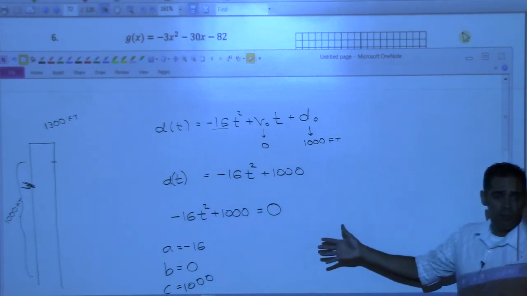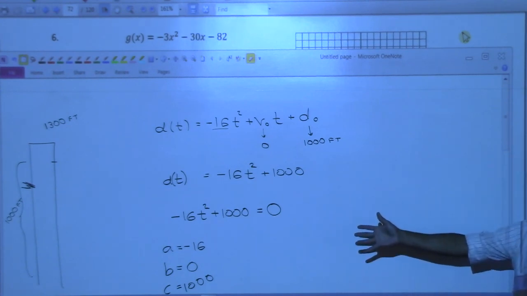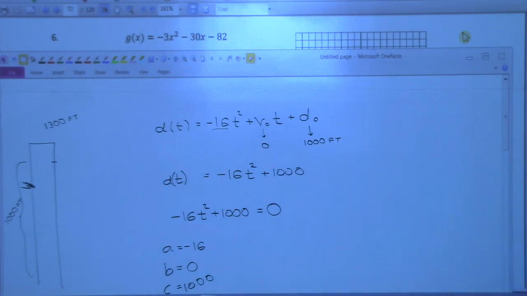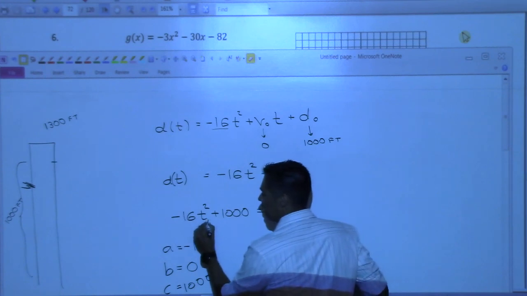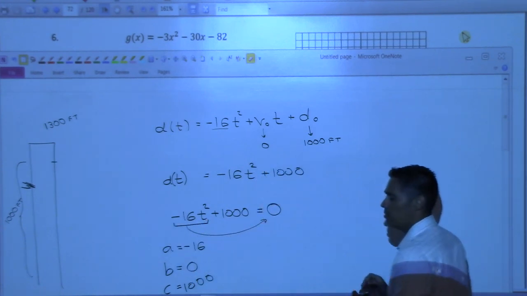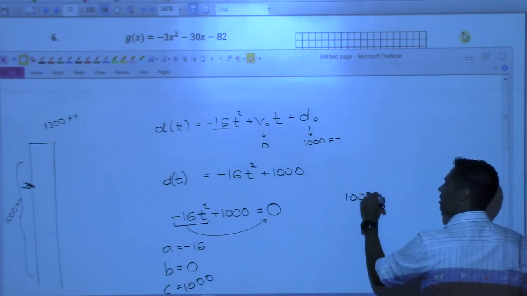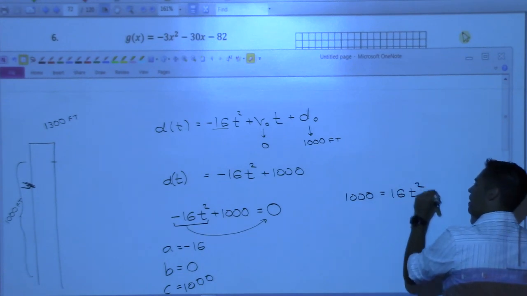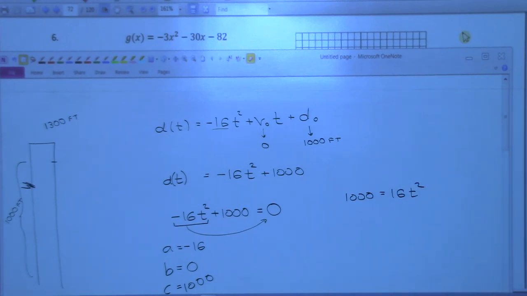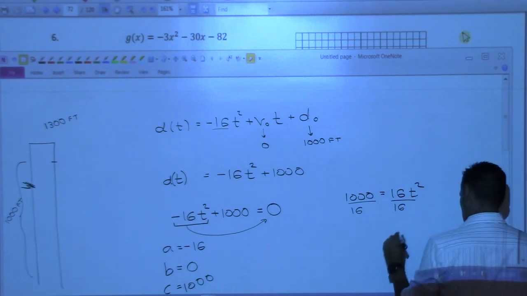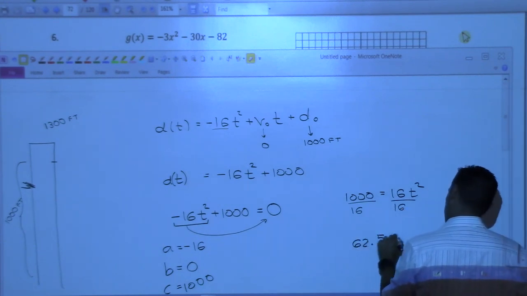When this happens, you can still use the quadratic formula. There's nothing wrong with going through and using the quadratic formula here. But there's a faster way. And the faster way is to take this and move it to the other side of the equation. So when you do that, it becomes positive, right? So you're adding that to both sides. So you get 1,000 equals 16t squared. Are y'all with me on that? And then divide both sides by 16. So I'm taking this divided by 16, taking that divided by 16, and what I'm getting is 62.5 is t squared.